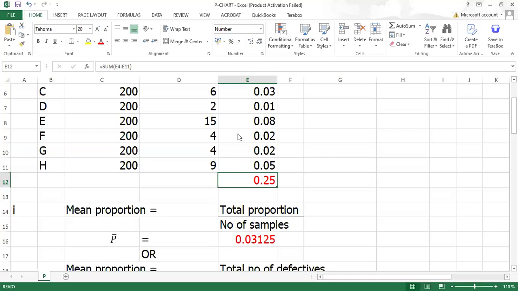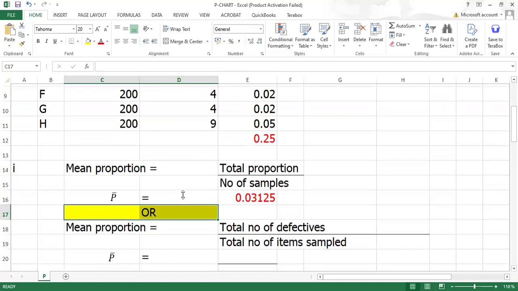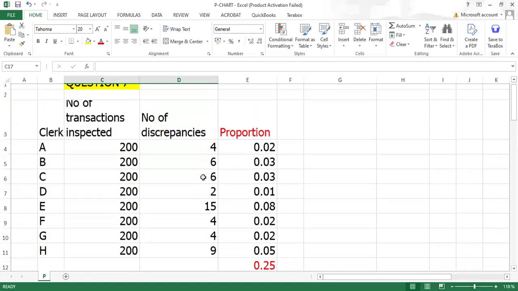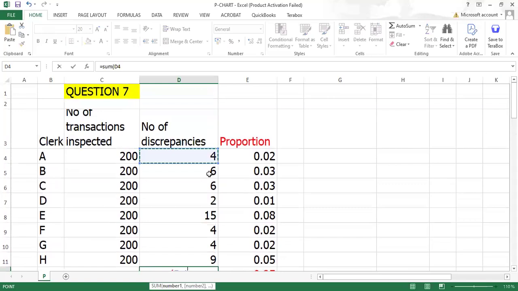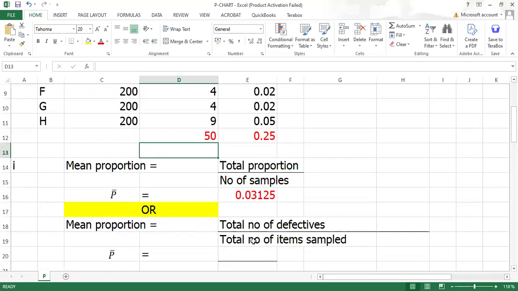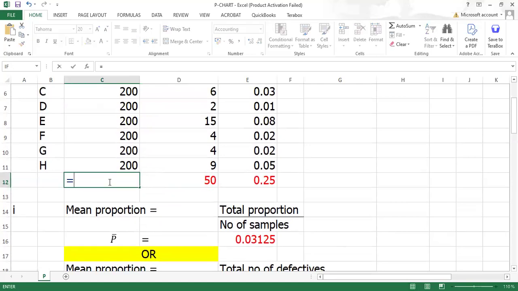Okay. But I don't encourage you to always use this. You can just use the first approach, it is better. Or if you want to get the mean proportion, you get the total number of defectives. And what is the total number of defectives? You add here. You add the total number of defectives, then you divide by the total number of items sampled. Now the total number of items sampled, these are not the number of samples, these are the total number of transactions sampled. So you get the total number of transactions sampled.